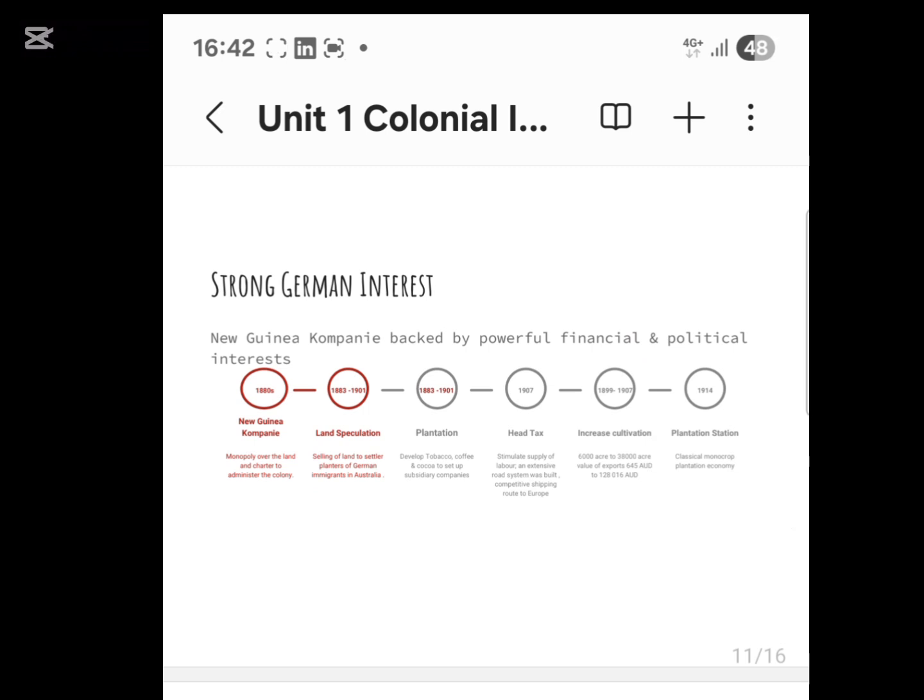That genuine interest came in the form of establishing a New Guinea Company in the 18th century. Germany wanted to have a monopoly over the region, just like what the Australians wanted to do. Germany wanted a strong economic presence in the northern part of New Guinea.